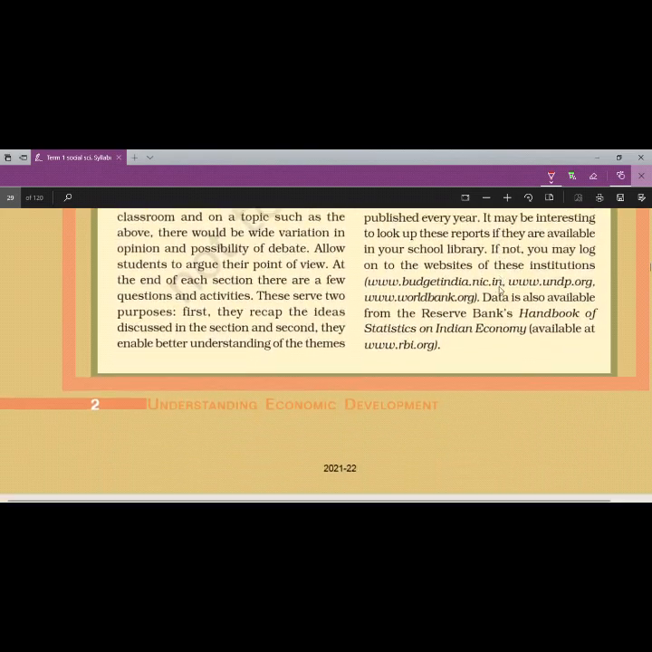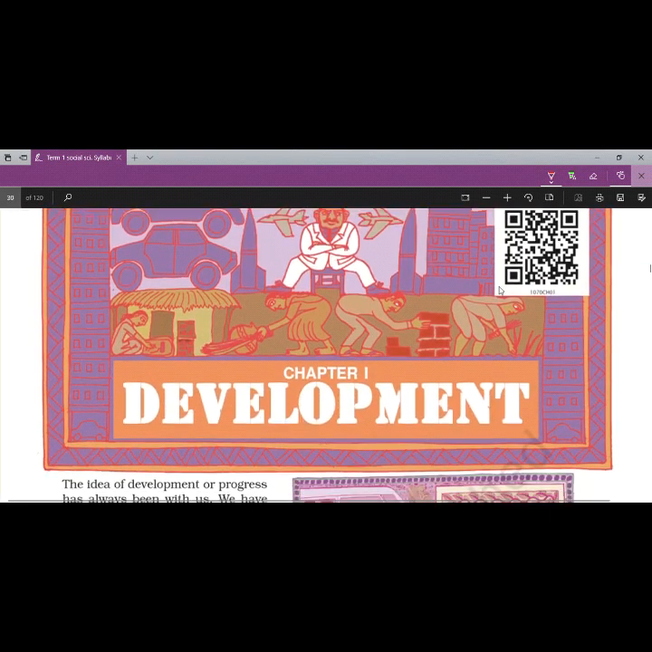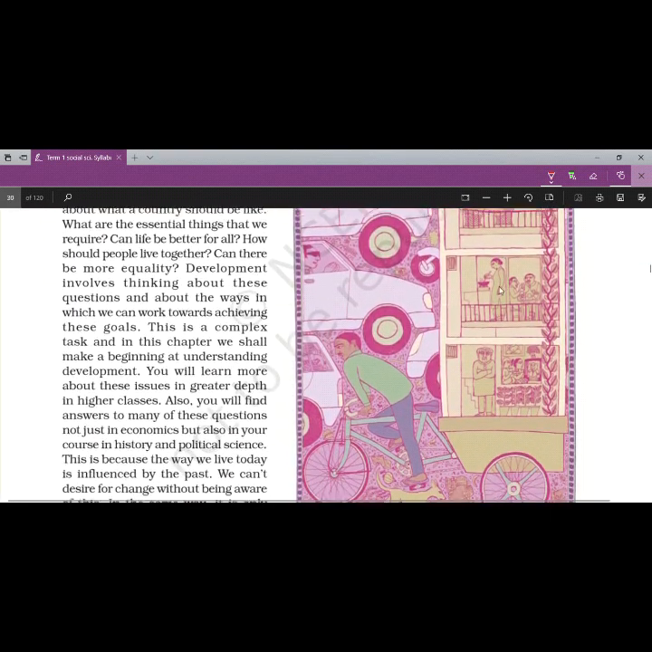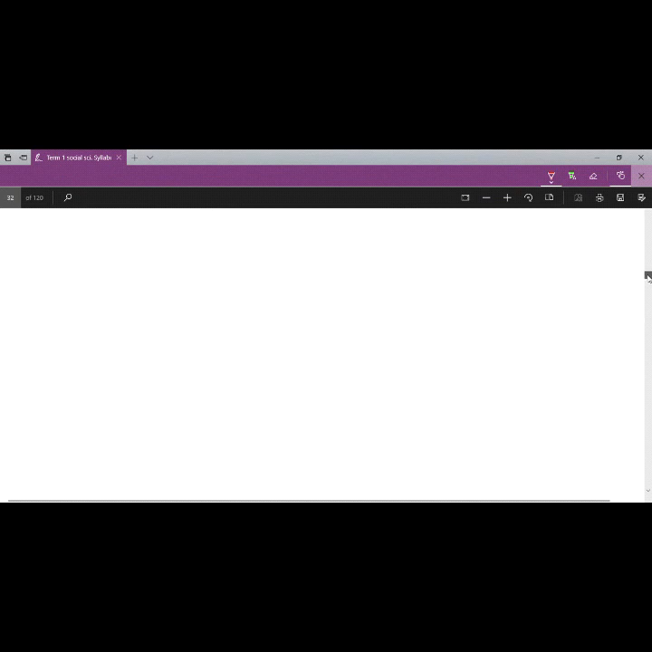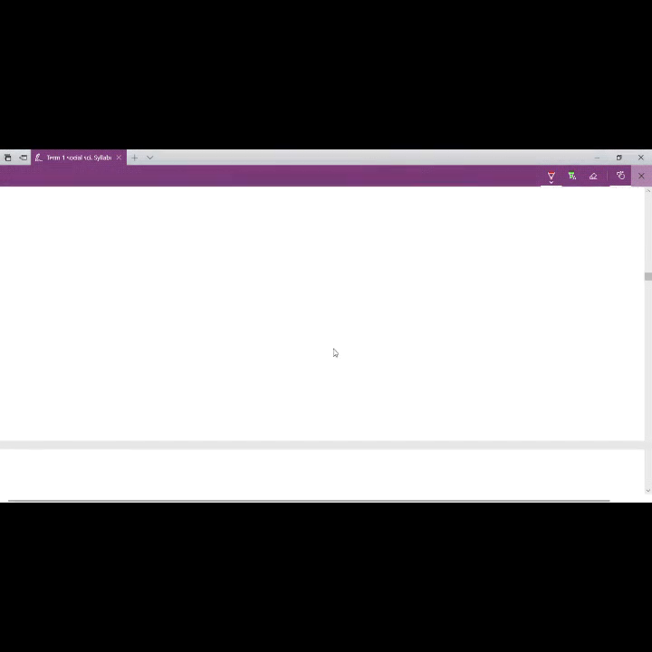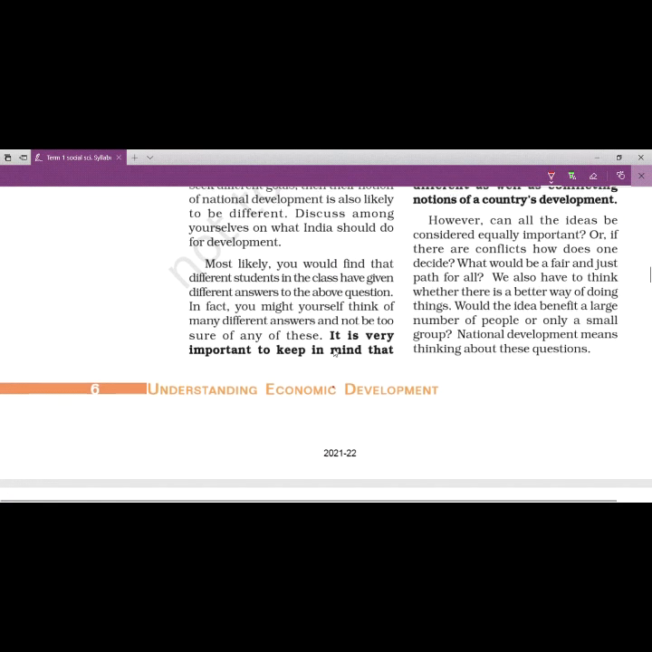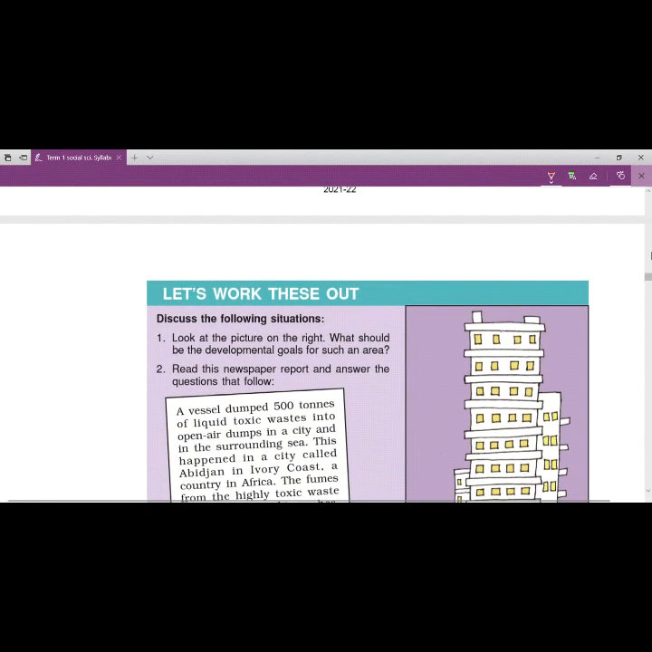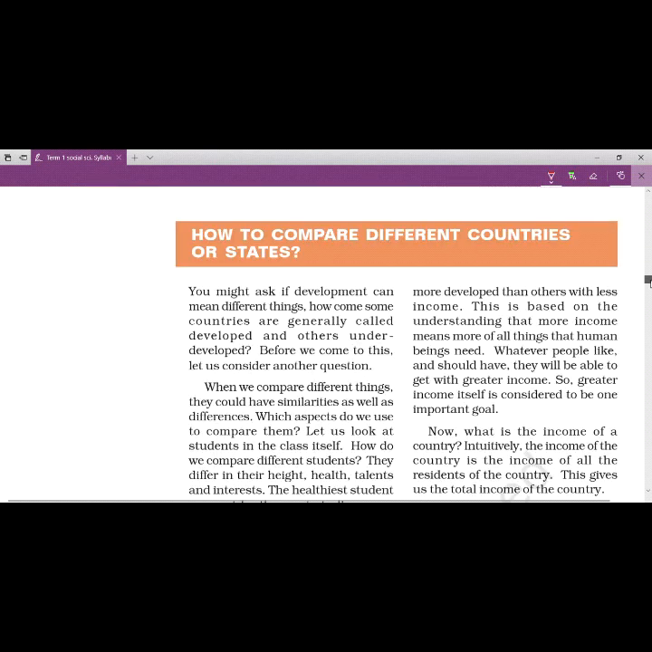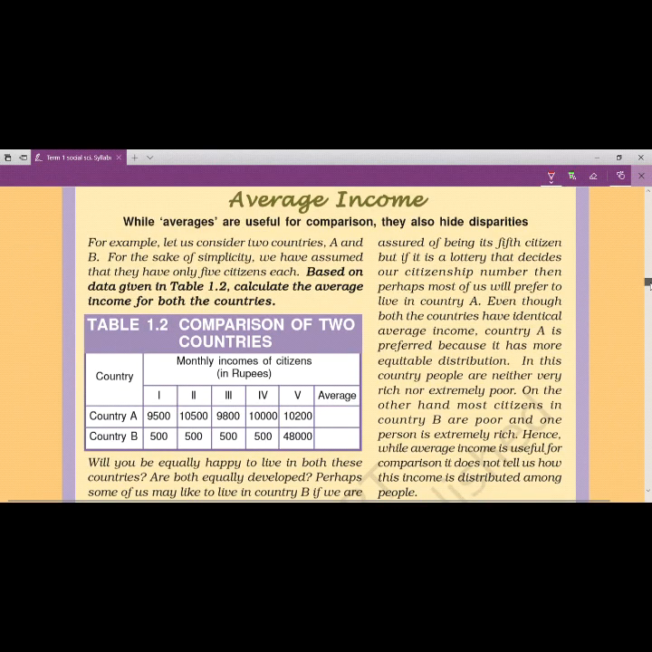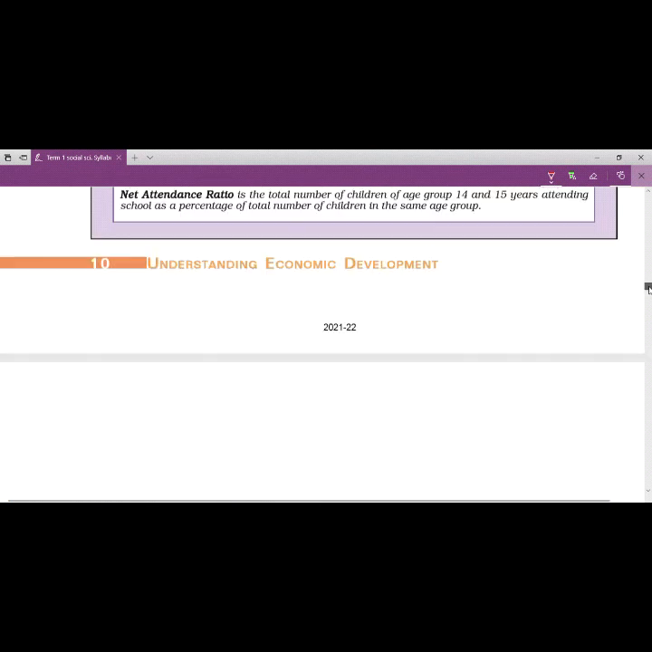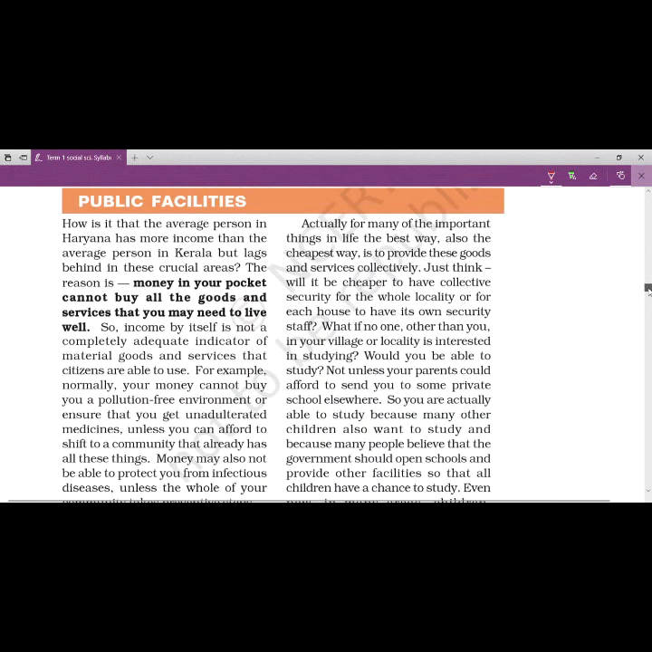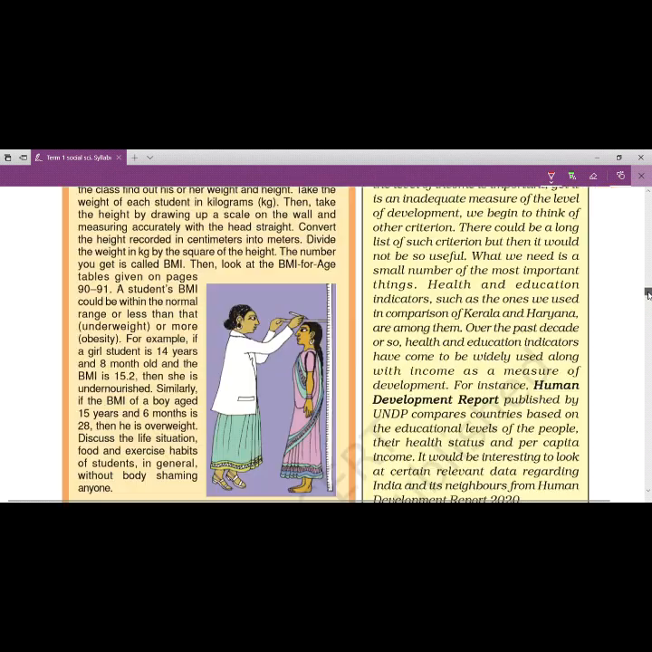Your first chapter is Development. You have to do the full chapter. Any question can be asked by the examiner, and you also have to do the back questions. National development: what is national development? Then average income, very important. From this box also you can get any question. Income and other criteria. Per capita income: what is per capita income? Any question can be asked.